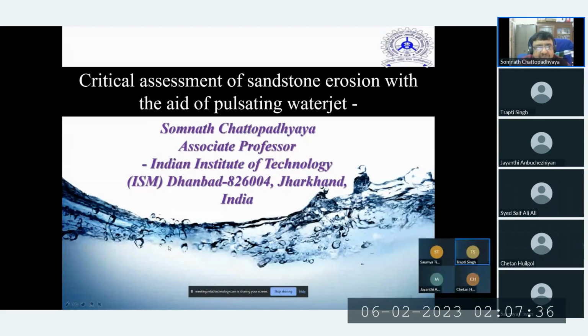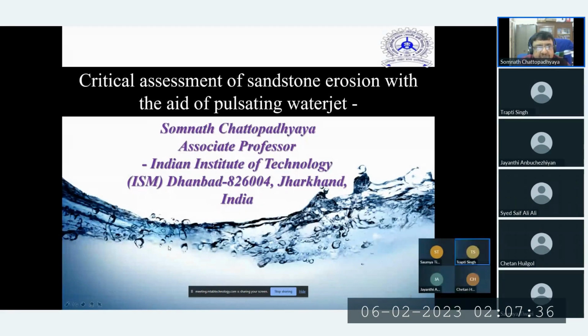So what is rock erosion? The importance of rock erosion is that natural stones are widely used as a construction material, age old, maybe in the Egyptian civilization where pyramids were built, then the Mesopotamian civilization, then the Indus civilization. Everywhere people used rock. Even our Taj Mahal is made of marble. So it is used as a construction material in several industries for both internal as well as external use.